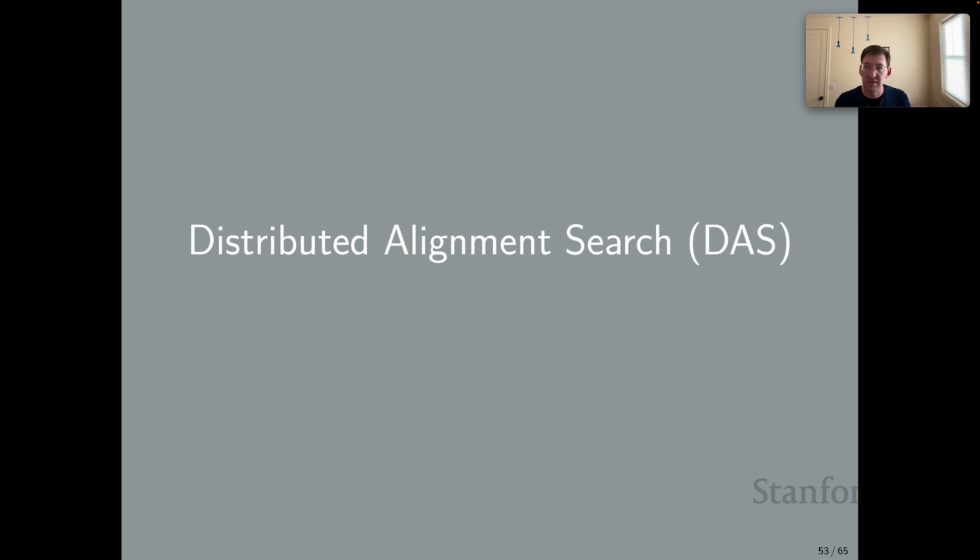I'm going to seize this moment to tell you about a brand new method we've been developing, distributed alignment search. I think this overcomes crucial limitations with causal abstraction as I presented it to you before. So I'm going to give you a high-level overview of DAS and then use that as a starting point to think even further into the future about analysis methods in the field.